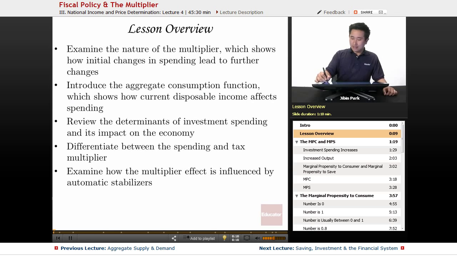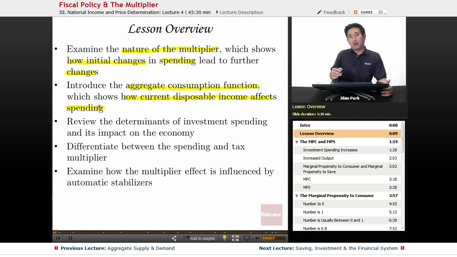All right, in today's lesson overview, we're going to examine the nature of the multiplier, which shows how initial changes in spending lead to further changes. The idea that a dollar spent isn't going to total a dollar, but there's some kind of multiplier that takes place. We're going to examine the causes of that. We're going to introduce the aggregate consumption function, which shows how current disposable income affects spending.